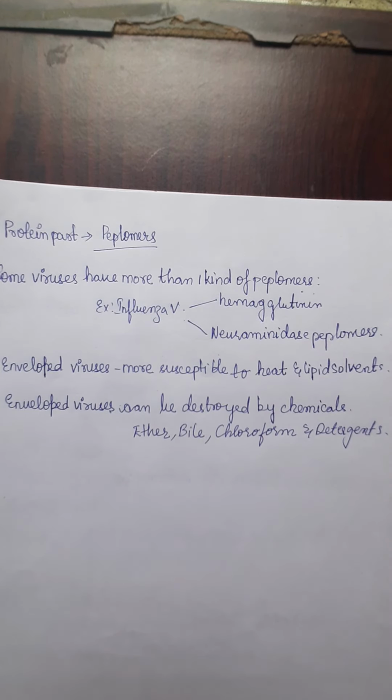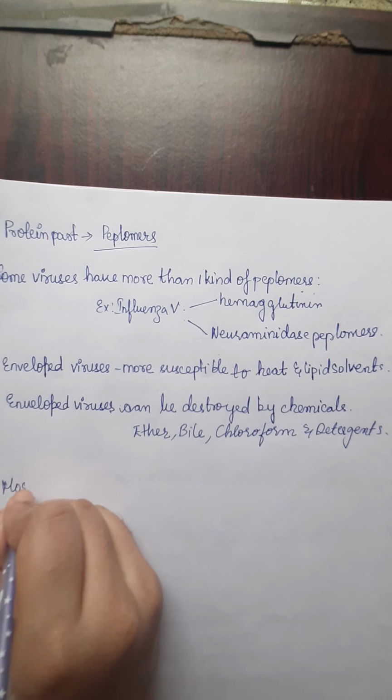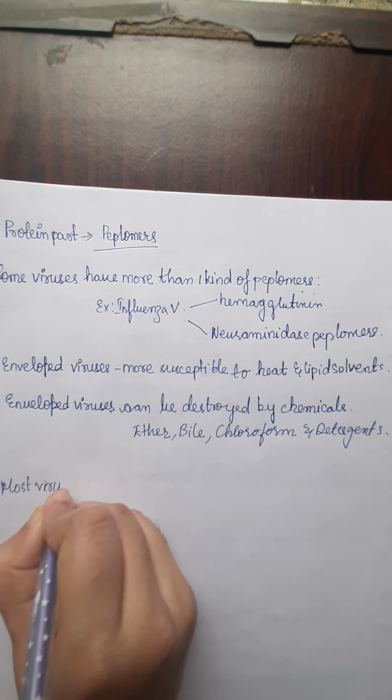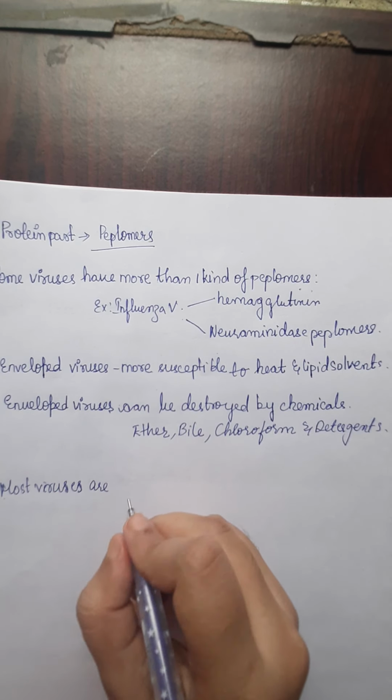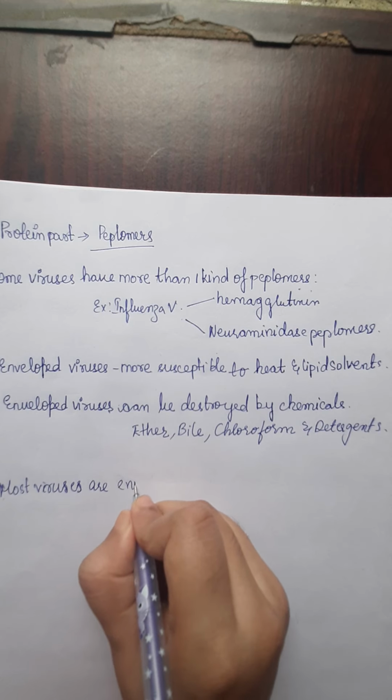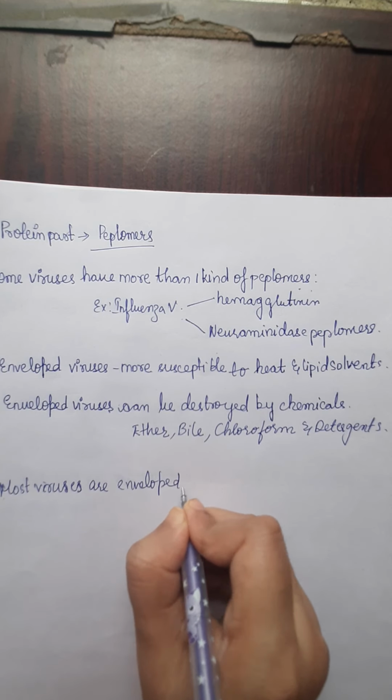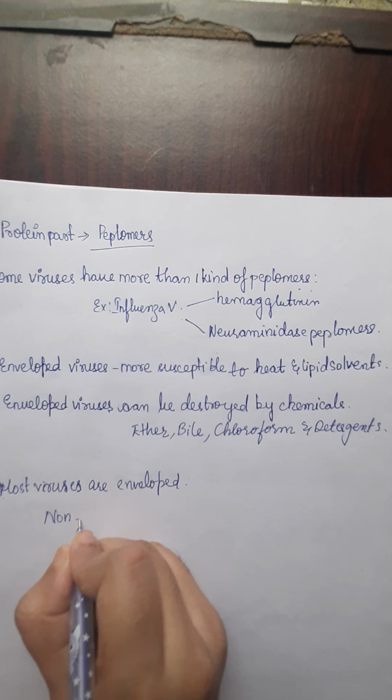Peplomers are also antigenic and thus facilitate the entry of viruses. Like capsomeres, they are antigenic and they also facilitate the entry of viruses. Most viruses are enveloped, but there are some exceptions which are non-enveloped. So we are going to see examples of non-enveloped viruses.